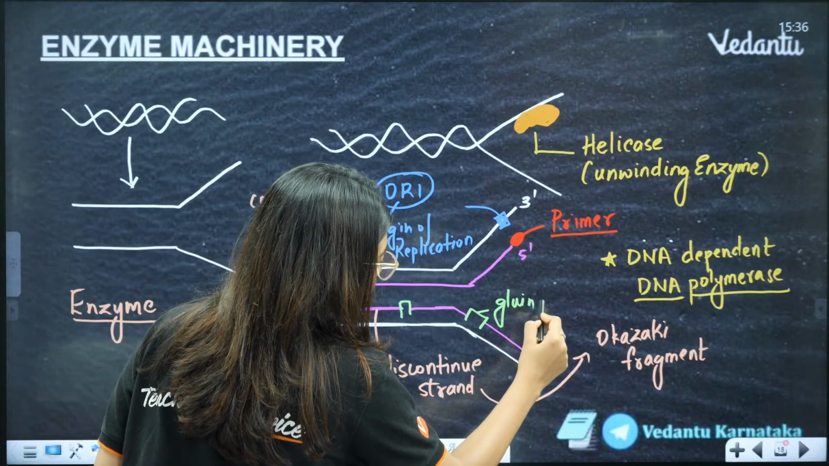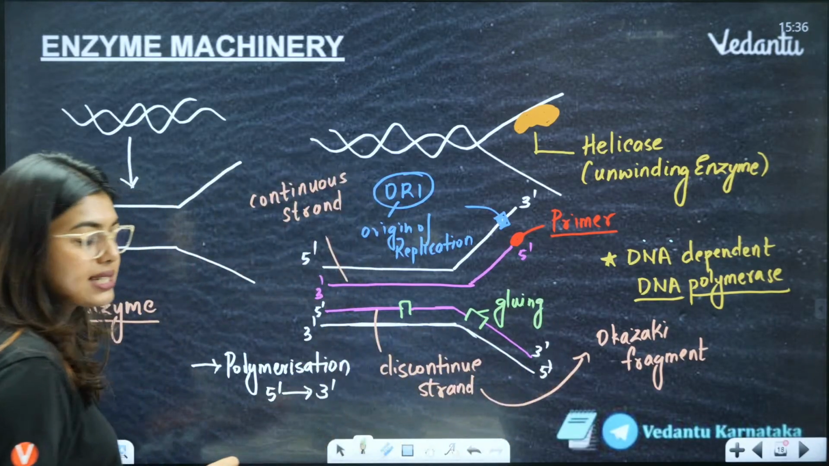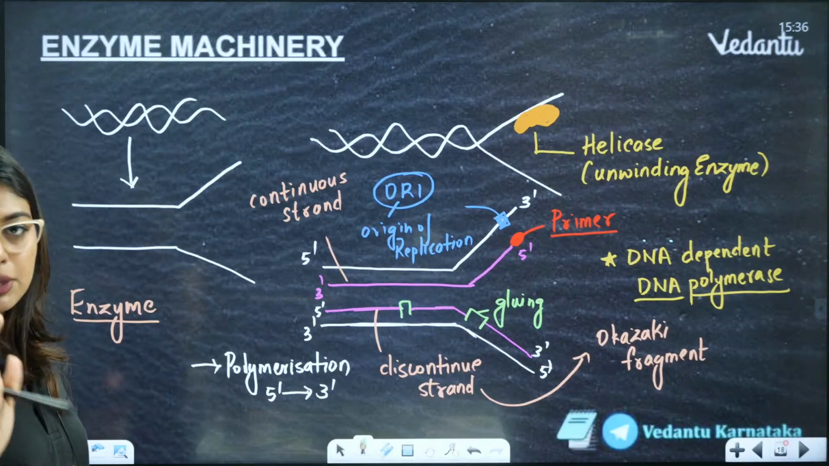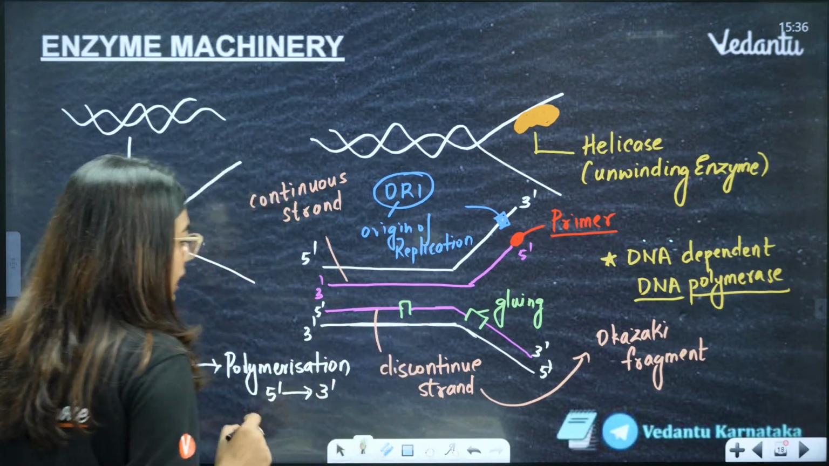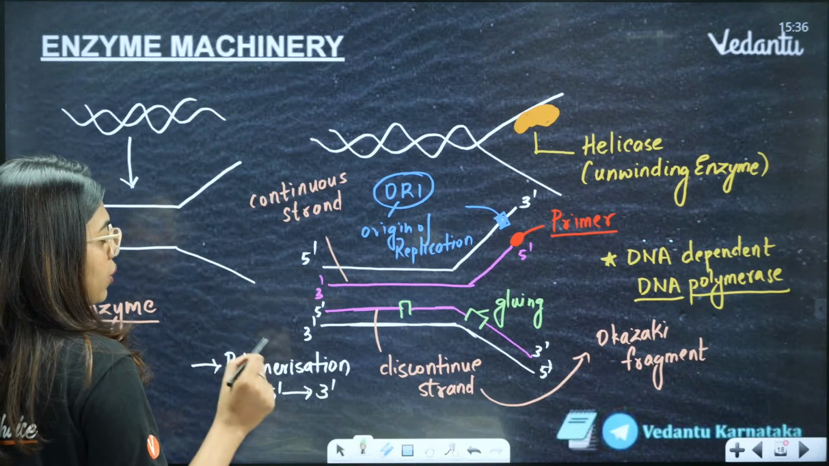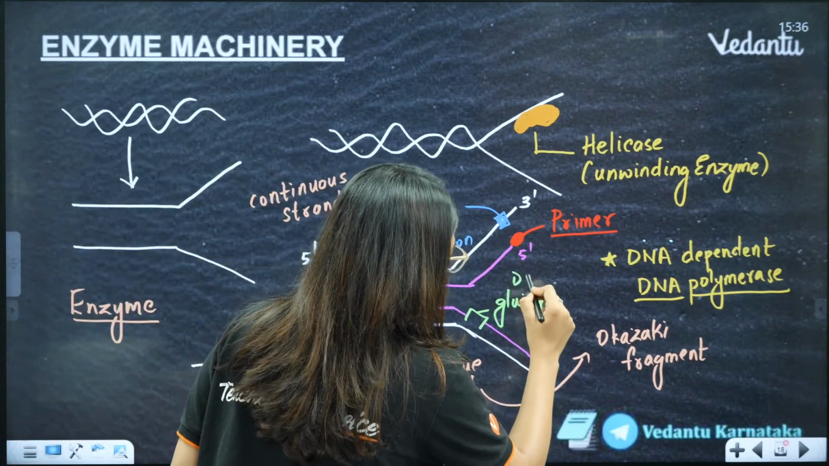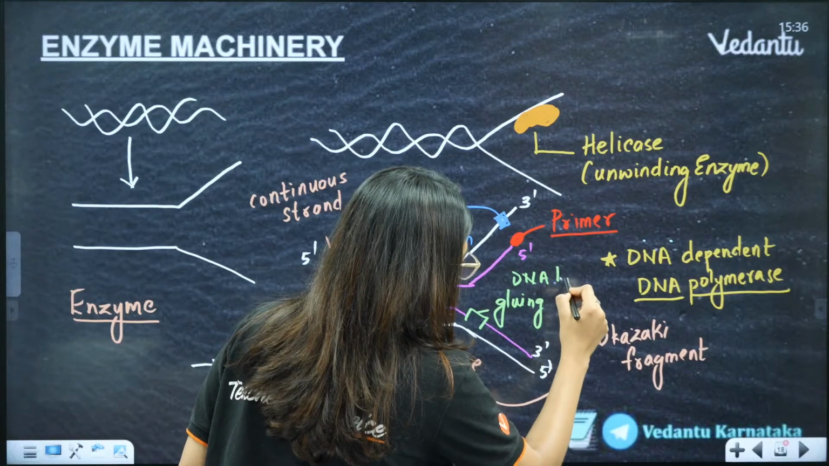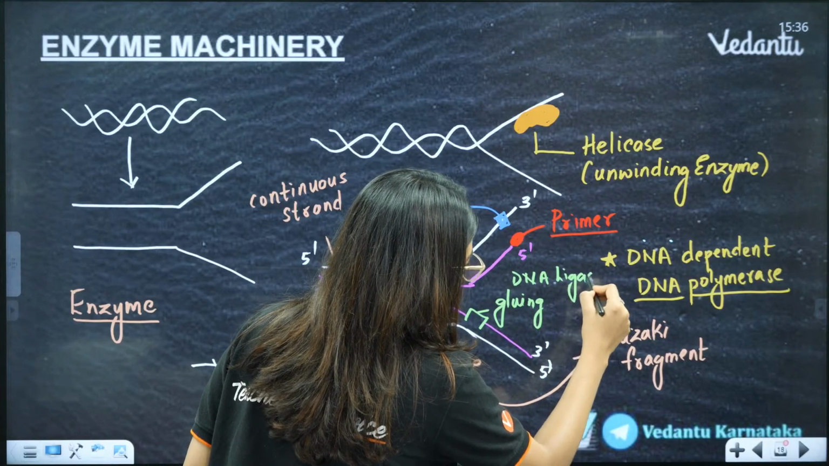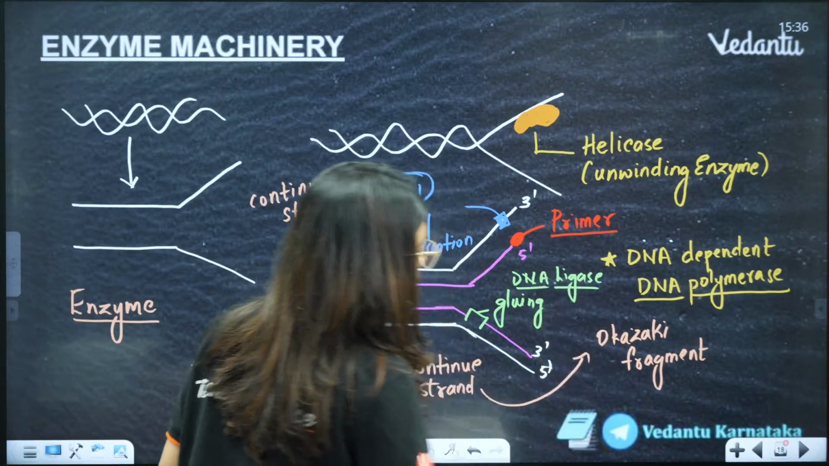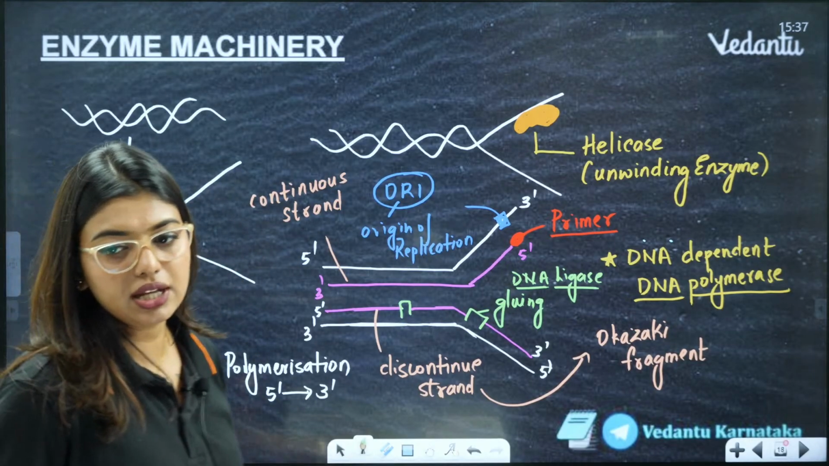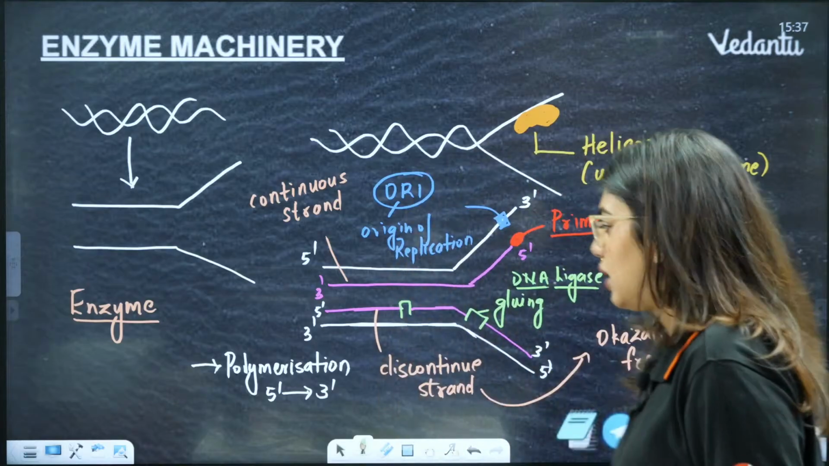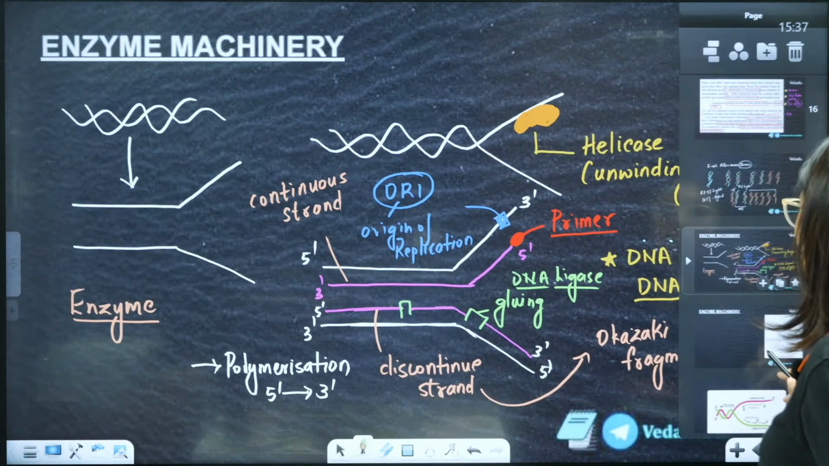Remember, adding new nucleotides is the work of DNA polymerase, but attaching them, the gluing, is done by DNA ligase. So the gluing enzyme is going to be called DNA ligase. Remember, this will be used in your biotechnology as well. DNA ligase is going to do the gluing. Clear? Yes. Okay, so this is the whole story.